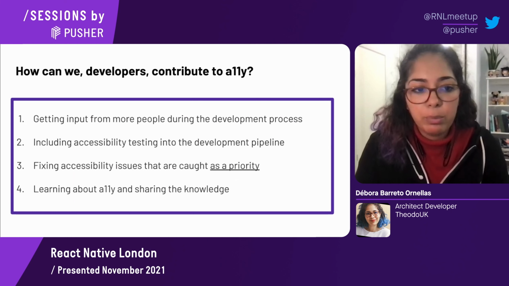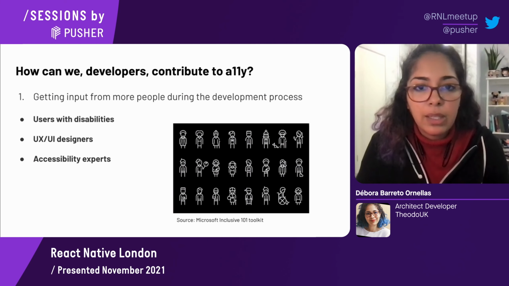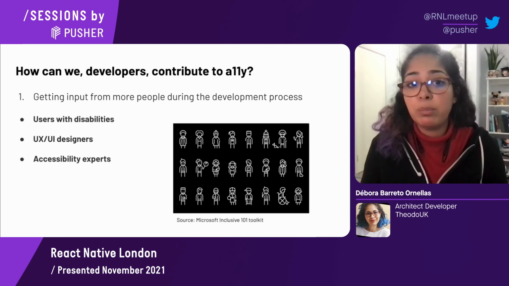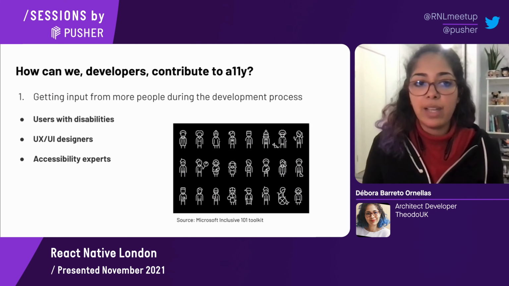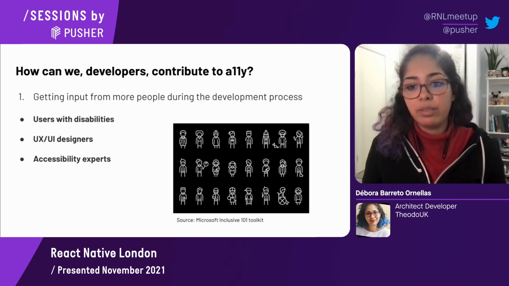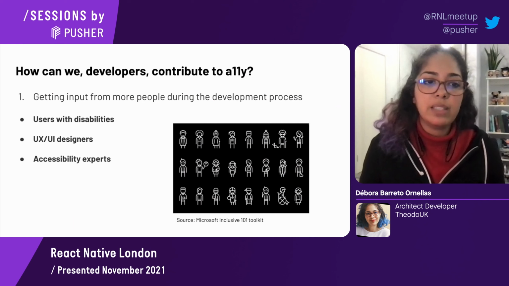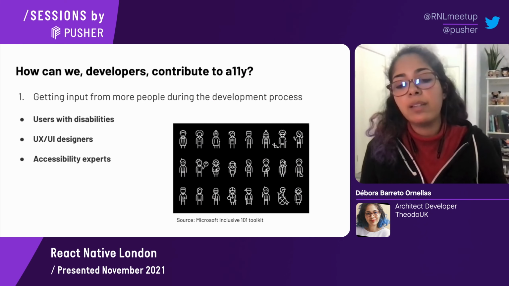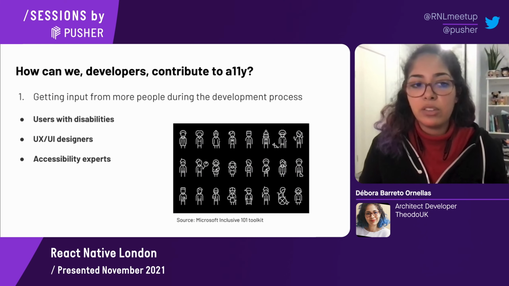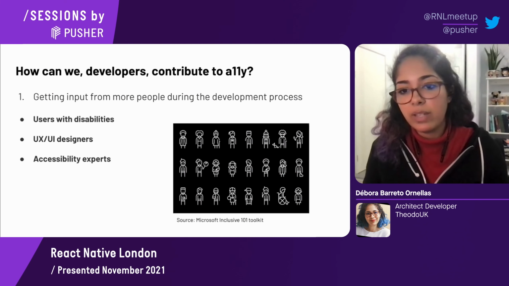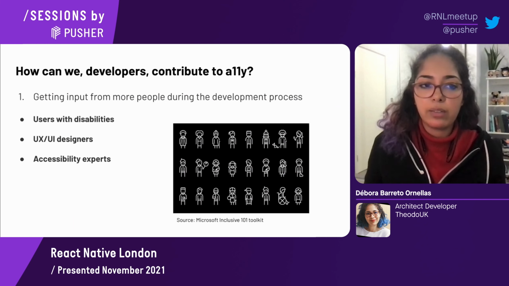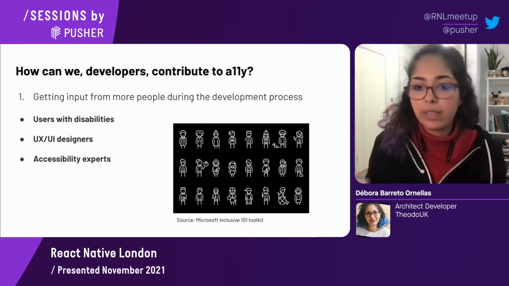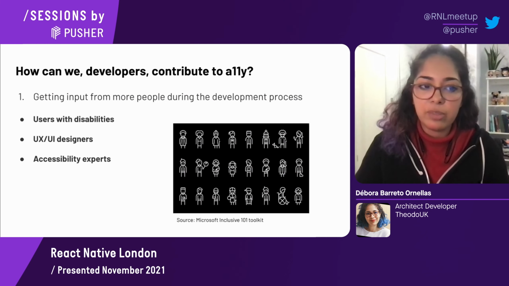So I came with 4 points, 4 suggestions. The first one is getting input from more people during the development process. It goes back to inclusive design. So not only developing from our point of view, but listening to users with disabilities, and many UX and UI designers have been trained about accessibility guidelines in terms of inclusive design.